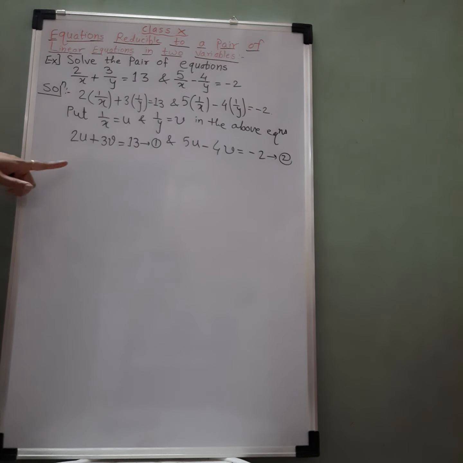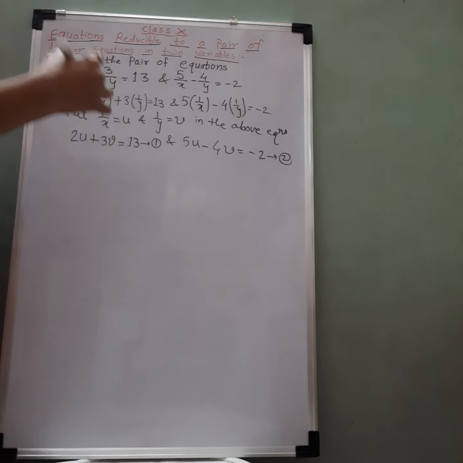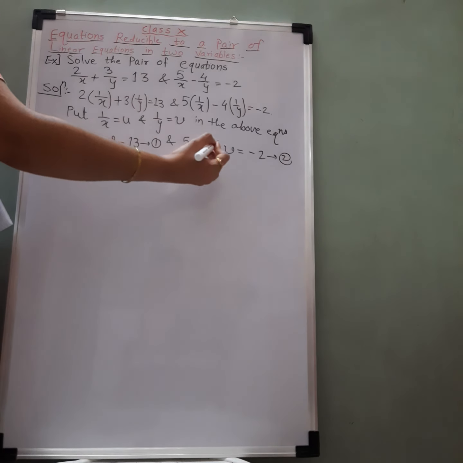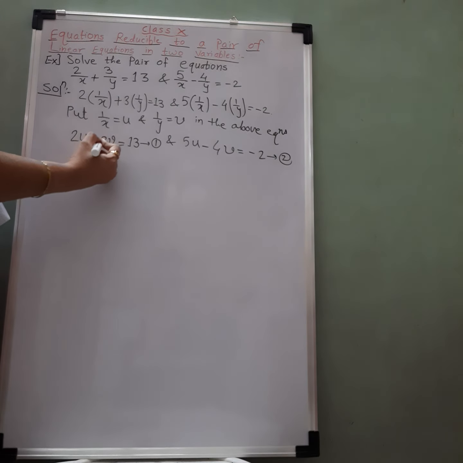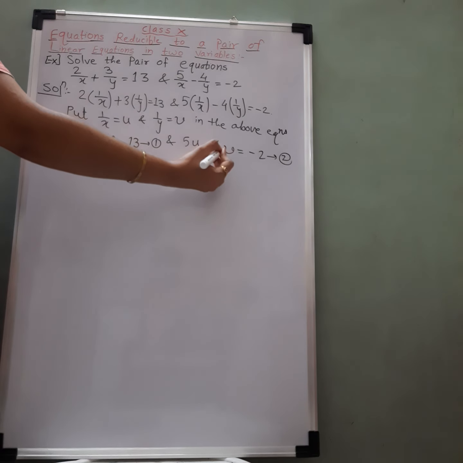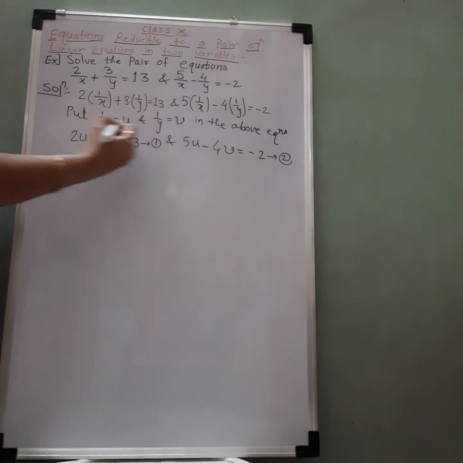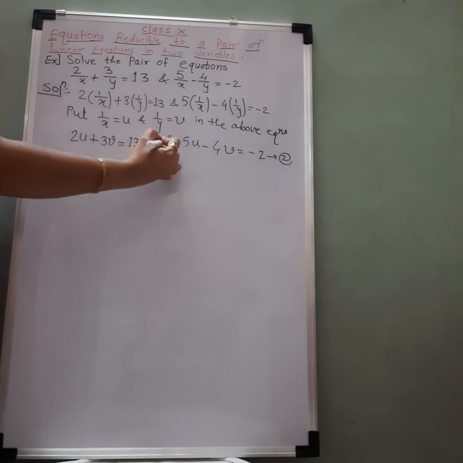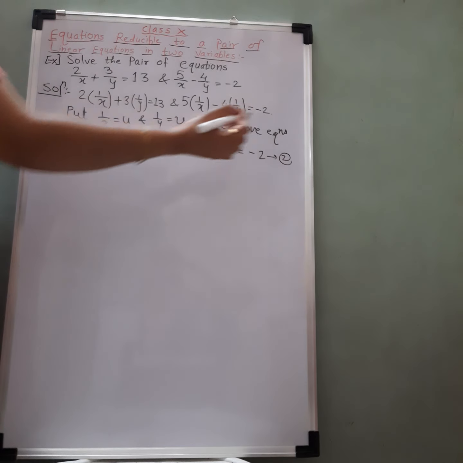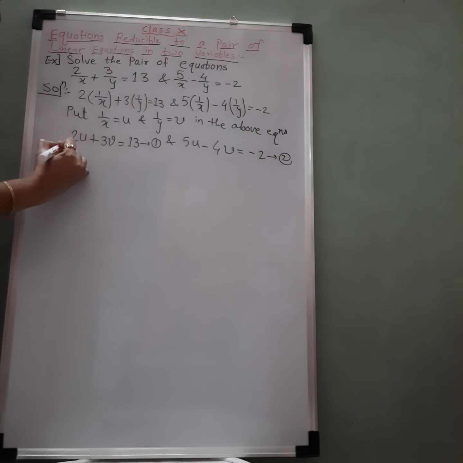Now solve equations 1 and 2 by the elimination method, substitution method or cross multiplication method. Then find out the values of u and v. Here it is easy to eliminate v, because in equation 1 the sign of v is positive and in equation 2 the sign of v is negative. So we multiply equation 1 by 4 and equation 2 by 3.